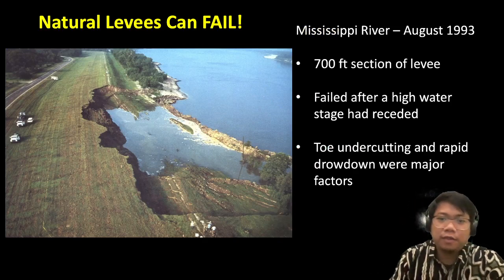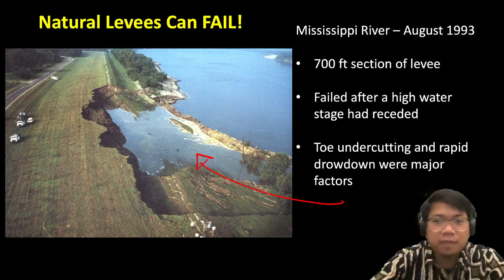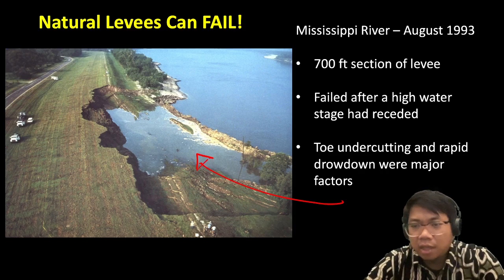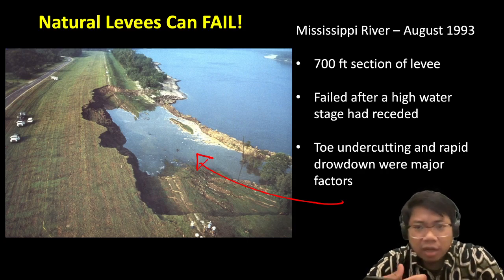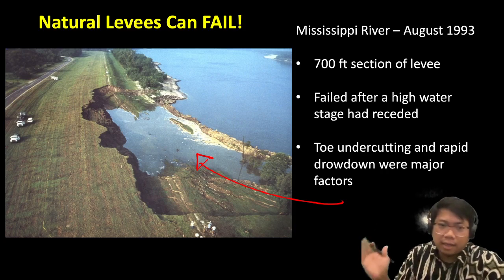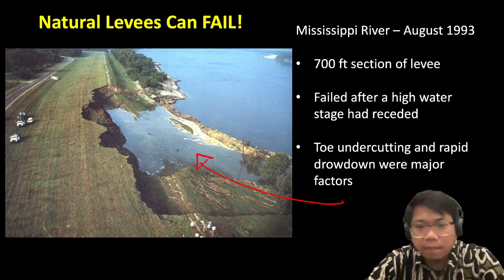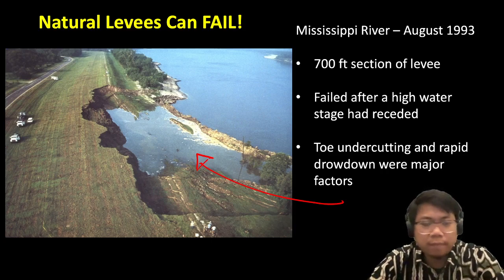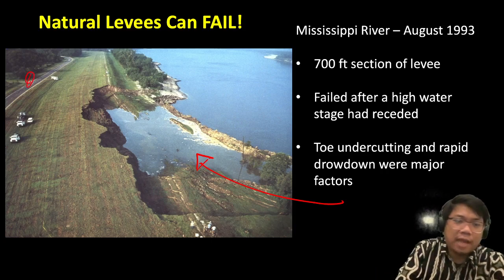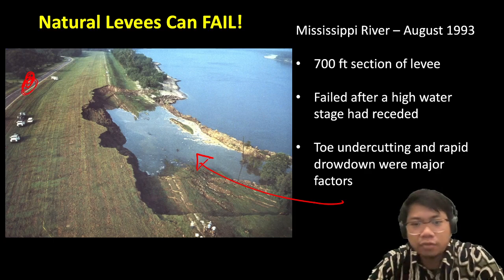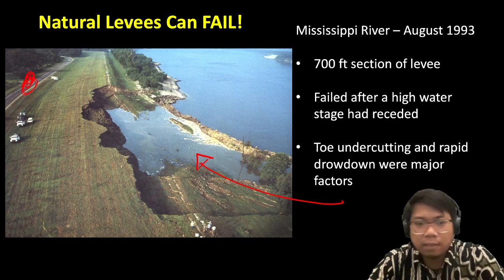As you can see in this picture, this is a failed levee on the Mississippi River that occurred in August 1993. A 700-foot section of levee failed because the water stage had overcome it, and the toe undercutting that happens right below the levee and the rapid drawdown were the major factors in the failure. So natural levees can fail, and again, it can lead to a false sense of security to live right behind the natural levee. We really need to be paying attention to that.